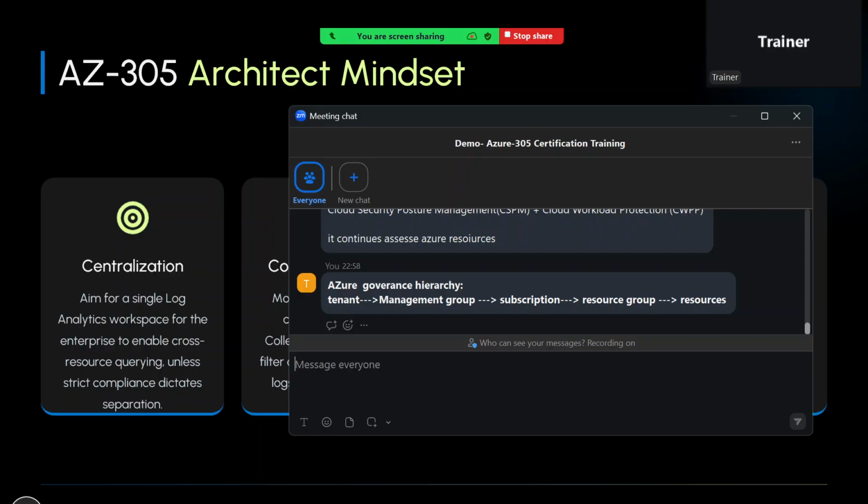And what are the scopes? So it defines where the permissions apply. Scopes include the management group, subscriptions, resource group, and resources. And what are the built-in roles?